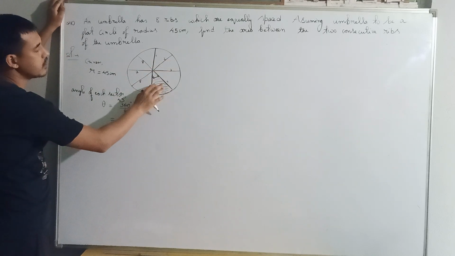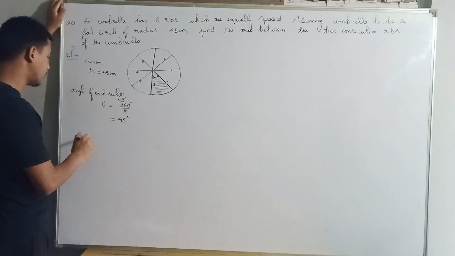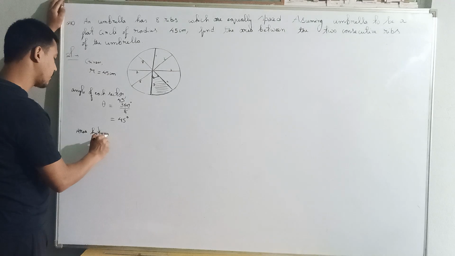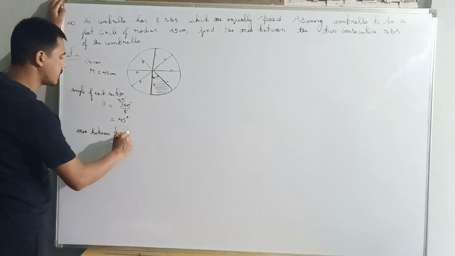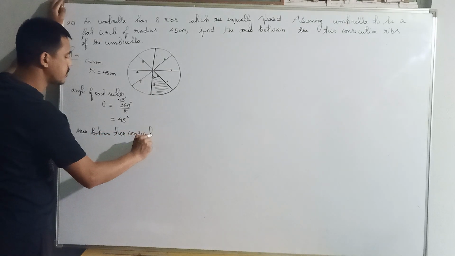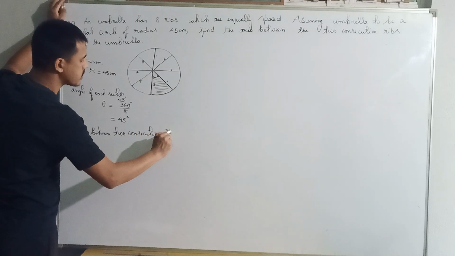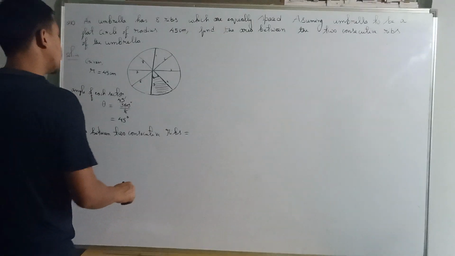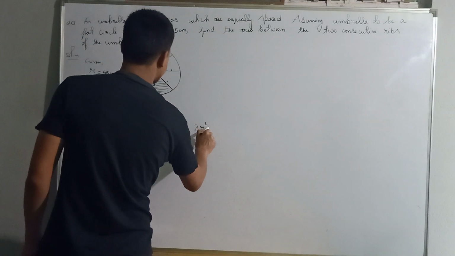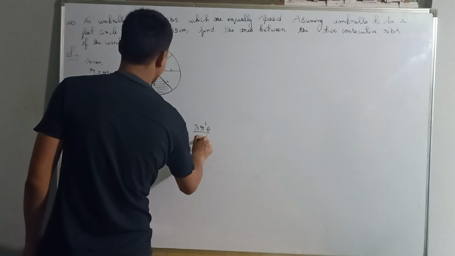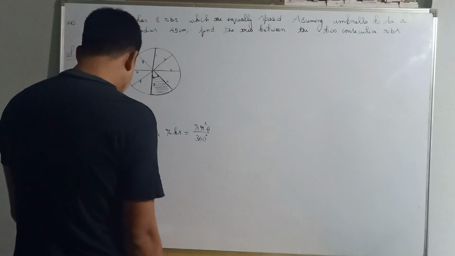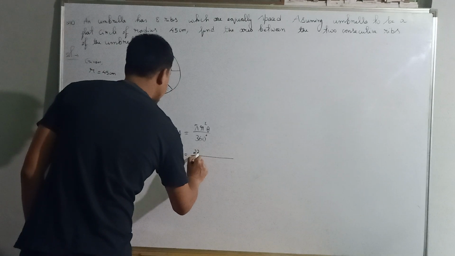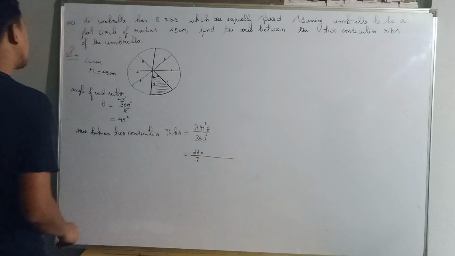So area between any two consecutive ribs is area of sector. The area of the sector is given by the formula pi r square theta upon 360 degree. In the NCERT they did not mention anything about pi, so pi we use as 22 upon 7. R square means r into r.